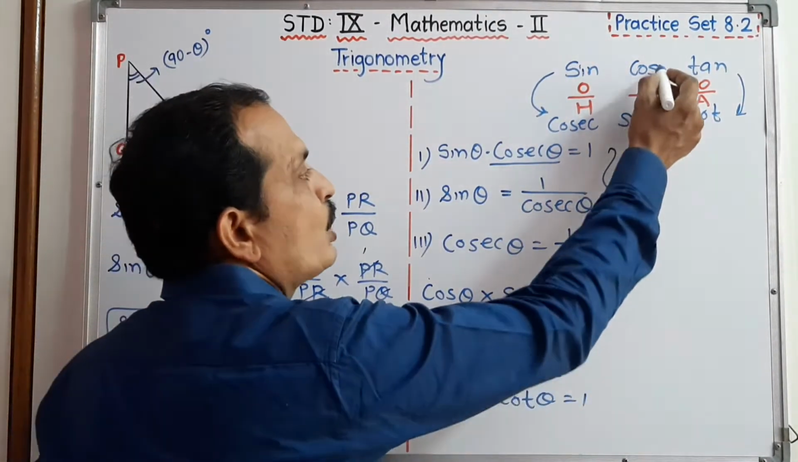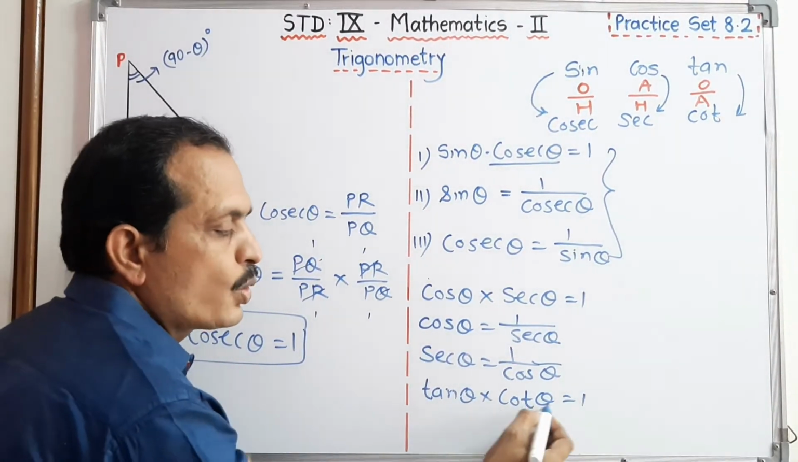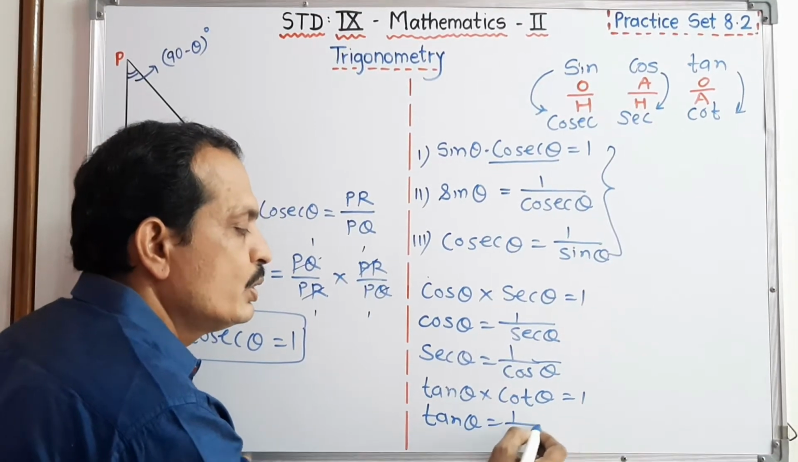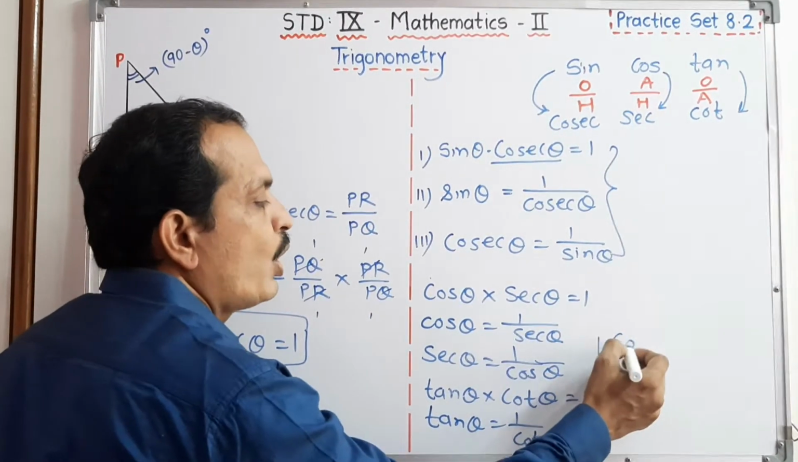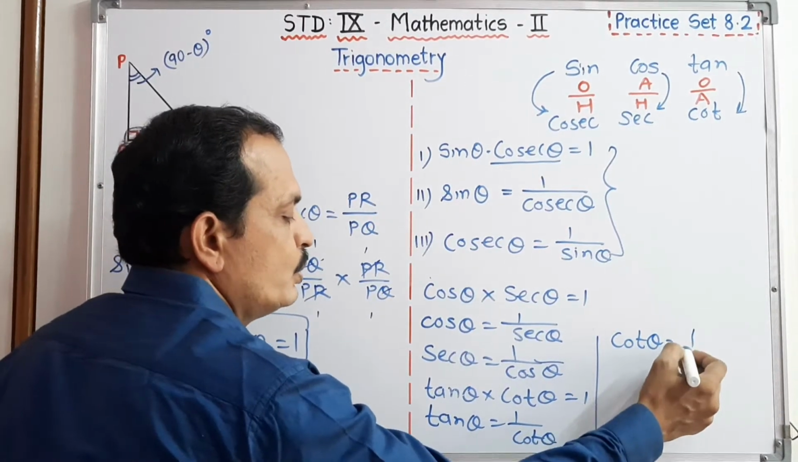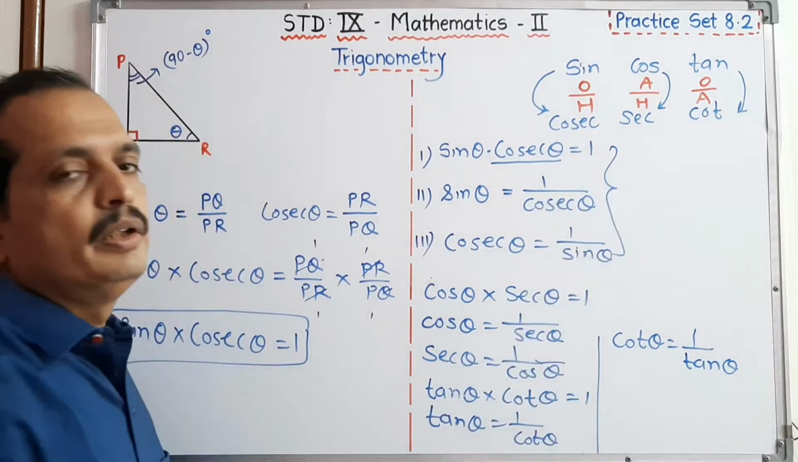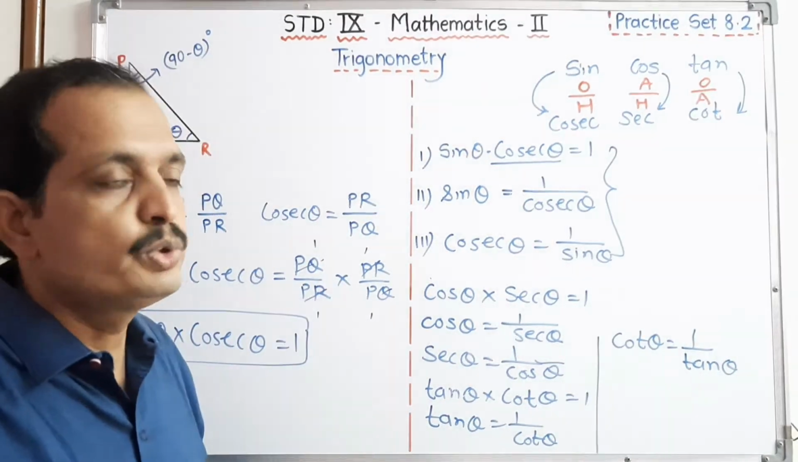Same thing for cos and sec theta, same thing for tan and cot. Tan theta into cot theta is equal to 1. Therefore, we can write here tan theta is equal to 1 upon cot theta, and cot theta is equal to 1 upon tan theta. But then, dear student, these are the important formulas which we have to use to prove the sums.